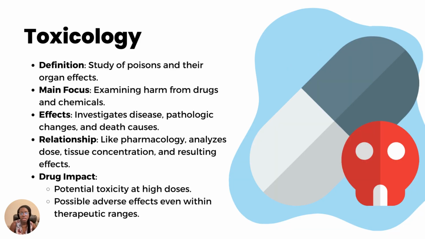Moving on, let's talk about toxicology. At its core, toxicology is all about studying poisons and how they affect the different organs in our bodies. This is a crucial field. It helps us to understand the potential dangers of various substances. But beyond even just understanding poisons, toxicology also looks at the negative impacts of drugs and other chemicals. This can range all the way from minor irritations to more severe health implications.